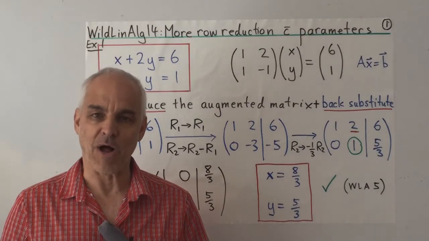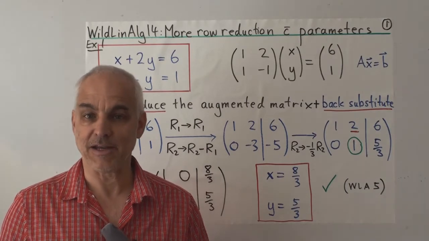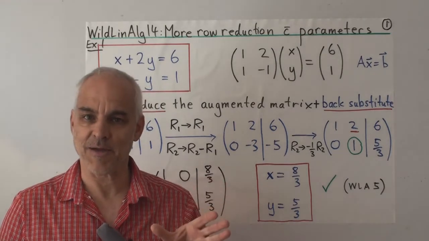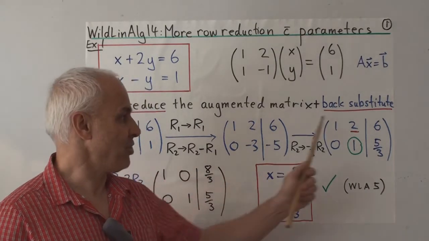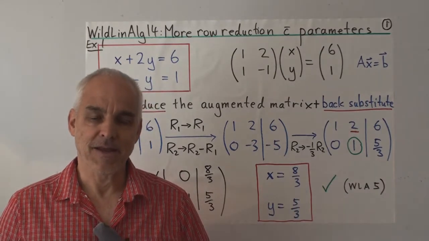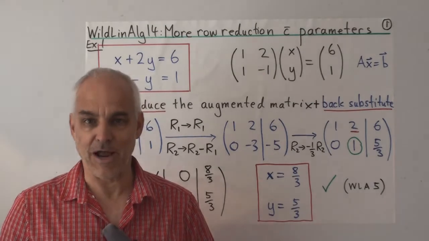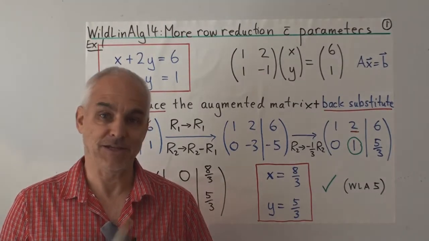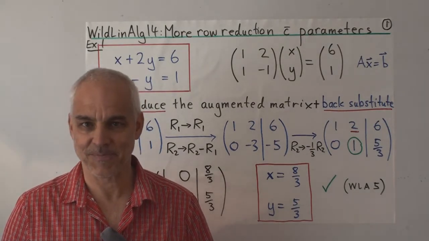Hello, I'm Norman Wildberger. Today we're going to look at row reduction in its entirety, both the first half that we talked about last time and the second half, which is sometimes called back substitution. Now, row reduction is a very important algorithm in linear algebra. In fact, it's perhaps the most important algorithm. It's used to solve a wide variety of problems in the subject.